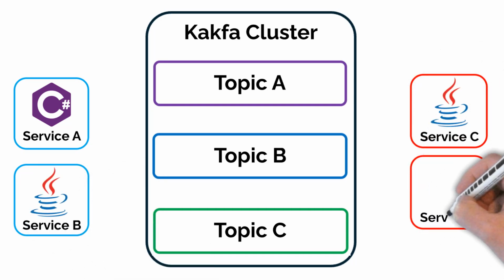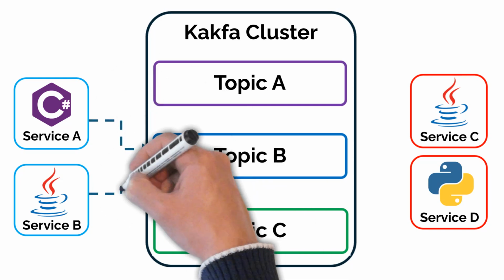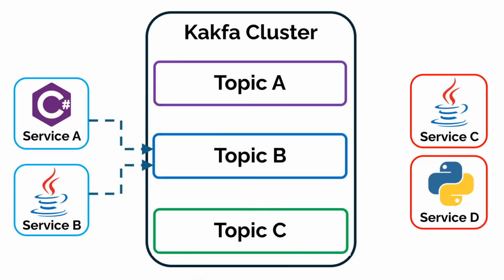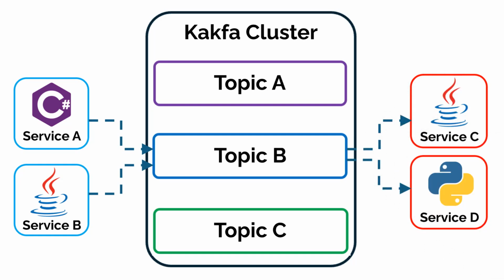The great thing about topics is that they support multi-producer and multi-consumer models. This means multiple services with producers can write messages to the same topic, and multiple services with consumers can read from it, all without interfering with each other.